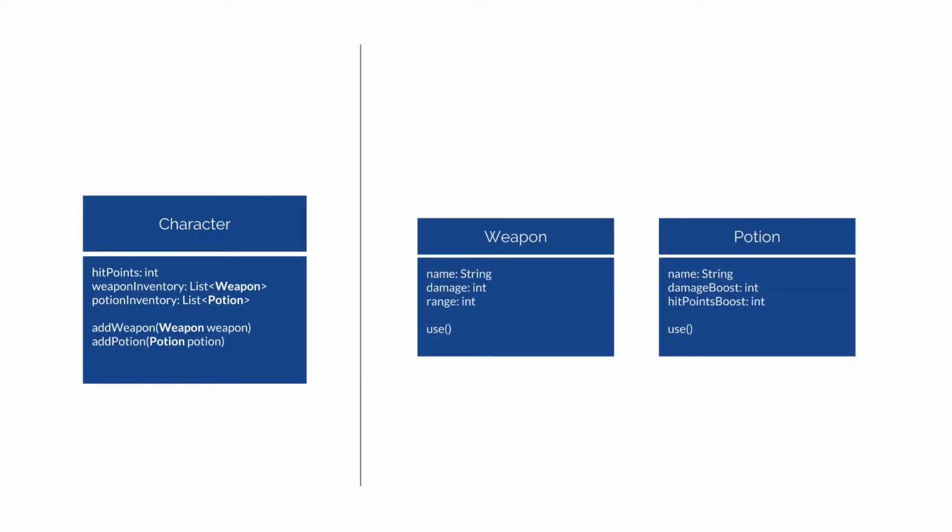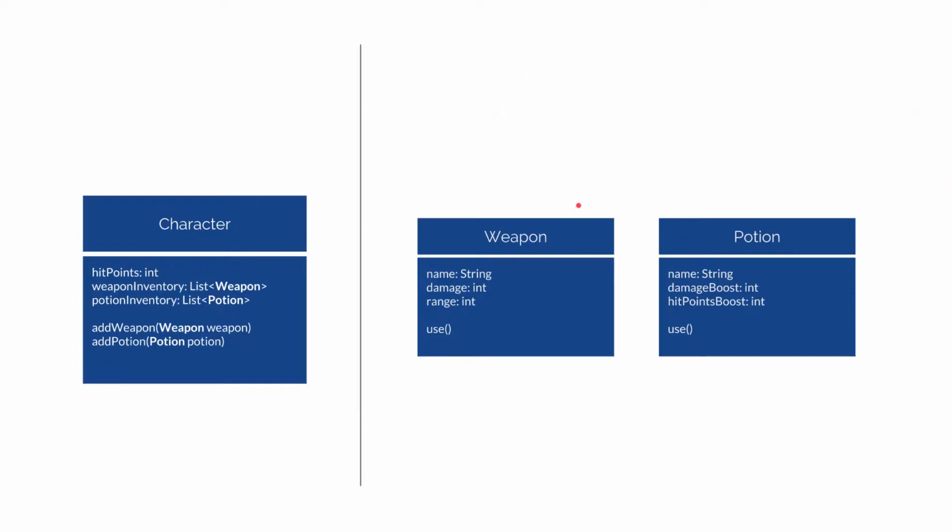Weapon and potion are both classes. They both have a name, which is a string. The weapon also has damage and range fields, which are both integers, and a use method or use function. The potion instead has a damage boost and a hit points boost, both integers as well, and it also has the use method. How could we simplify this code?